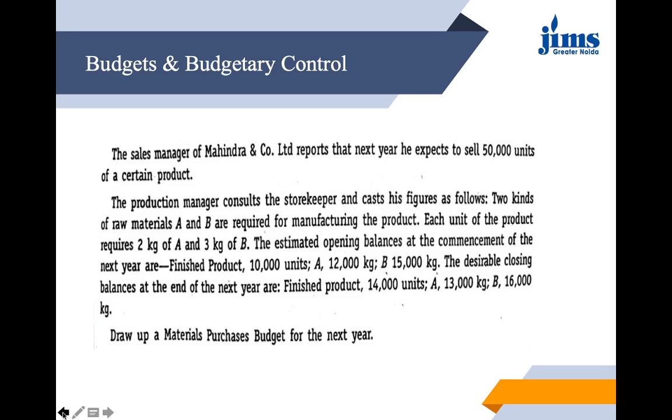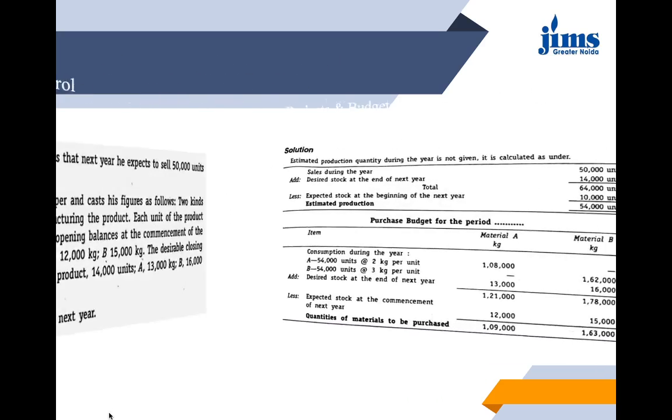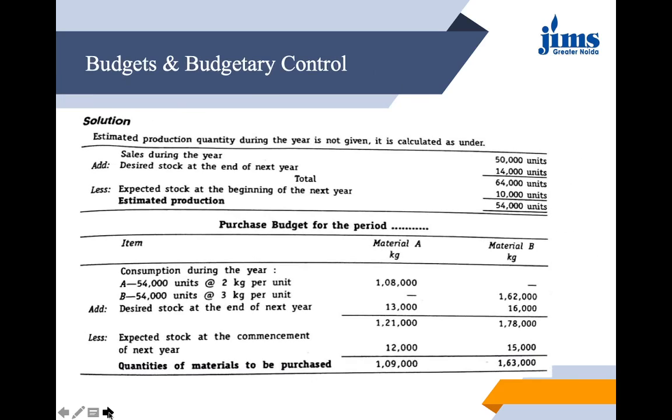Finished goods are also given, 10,000 units, and the opening stocks of A as 12,000 kg and B as 15,000 kg. The desirable closing balances at the end of the year are also given to us, that is finished products 14,000 units, for raw material A 13,000 kg, and for raw material B 16,000 kg. So we need to draw up the materials purchase budget for the next year on the basis of the information given here. Let us start.